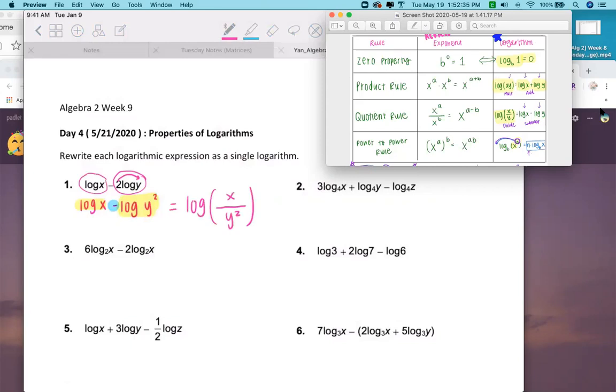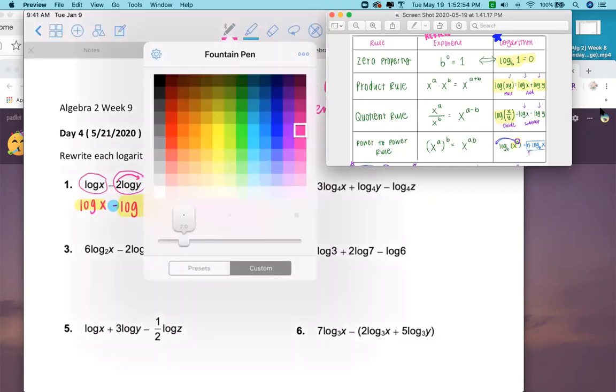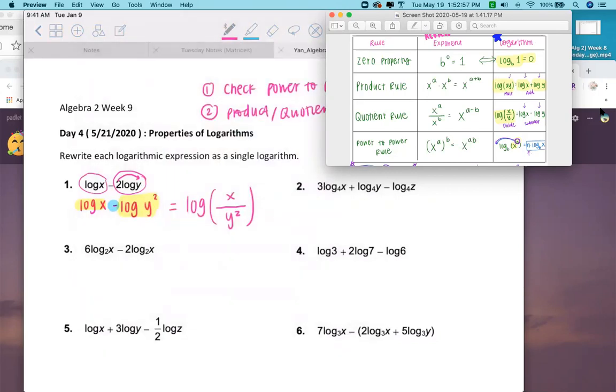Okay? I would say your first step, check the power to power. So first step, check power to power. And then if you can use product or quotient, do that. We always want to put the numbers, like look at number 2. Out of all 3 of those logs, I can do something to the first log because I have a number in front of this. I can take that back up to the exponents. And I can't really do anything to the last one anymore. So I'm just going to rewrite those.